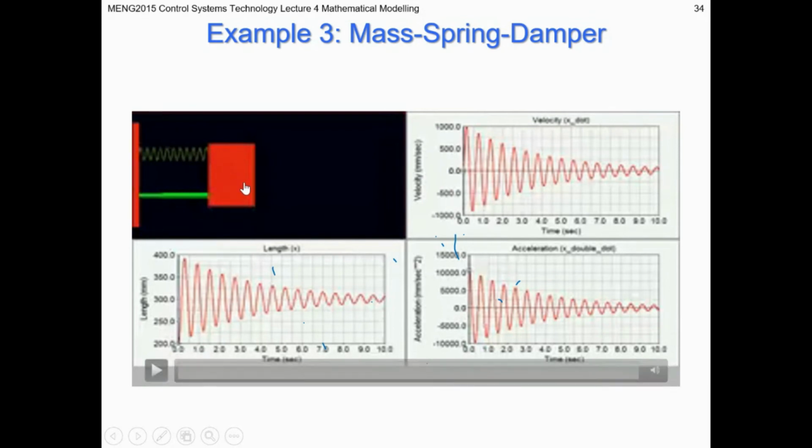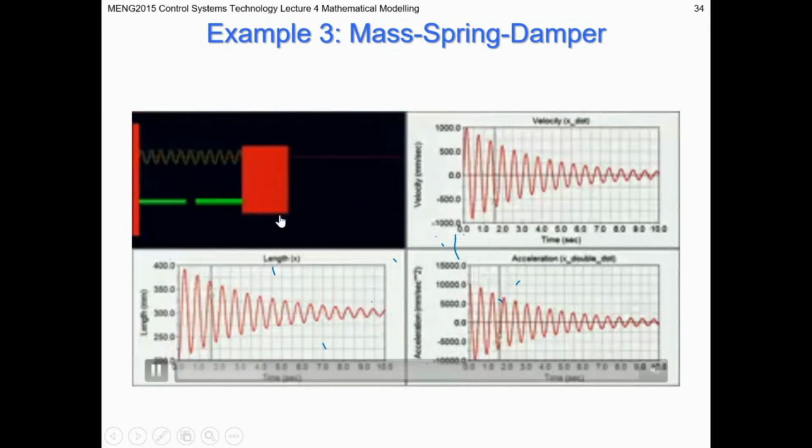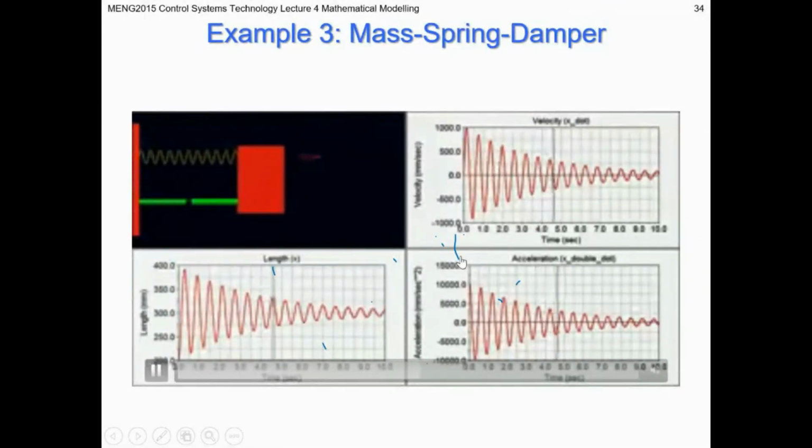What happens when we excite the mass, or let's say displace the mass and release it, then we're going to get something like this. Basically, displace the mass and release it, and what you have is oscillation, which is decaying over time. So you have three plots here. The bottom is the length, or position, let's say.